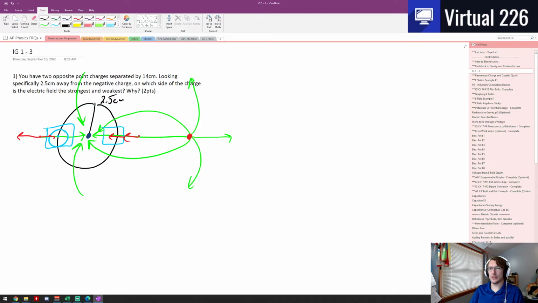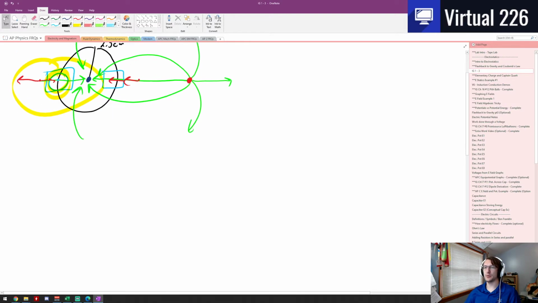The 2.5 centimeters on this side is going to be the weakest. At some point over here, there'll be an electric field of 0, which is actually one of the problems that we do as an example in class. So yeah, there's problem 1.